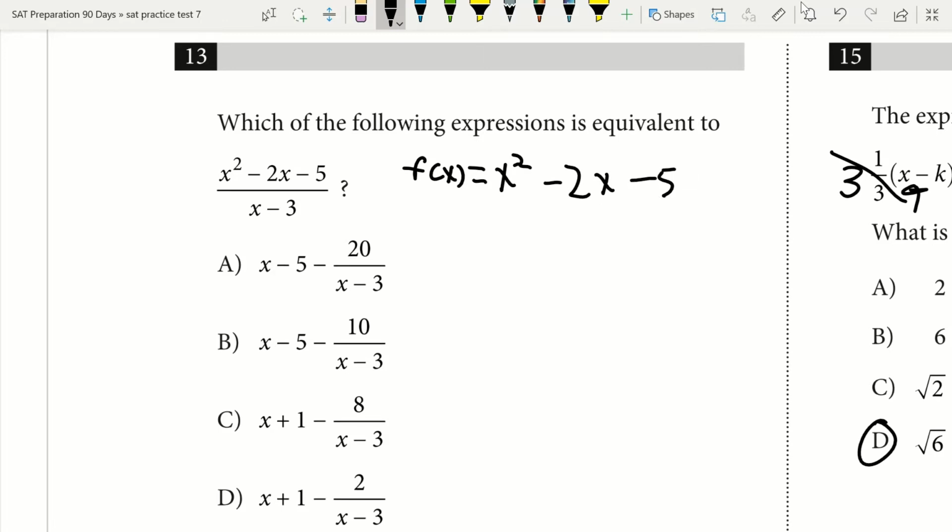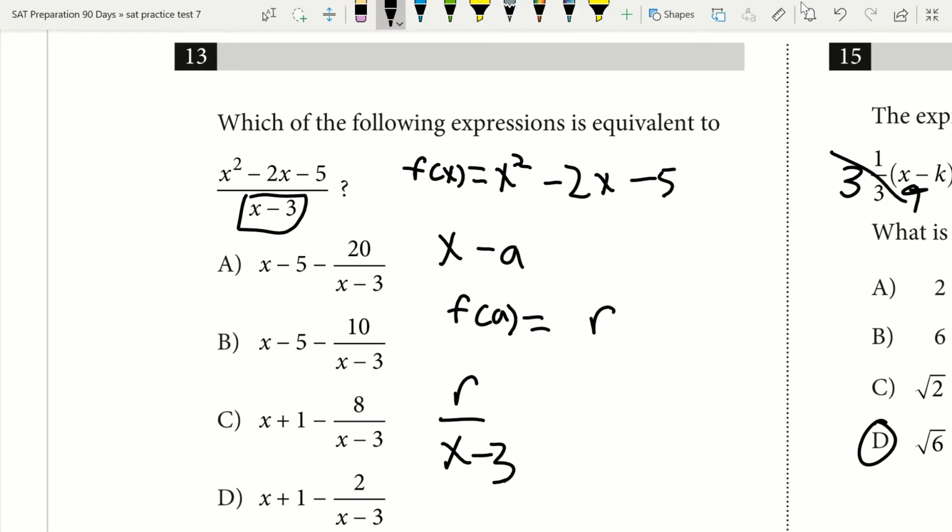If we call our denominator x minus a, we know then that f of whatever a is will give us our remainder over x minus 3. Whatever f of a equals, that's going to be our remainder. Keep in mind our remainder has to be divided by that x minus 3, since that's what's in our denominator. By doing this, we can find our answer really quickly because all of our remainders are different.